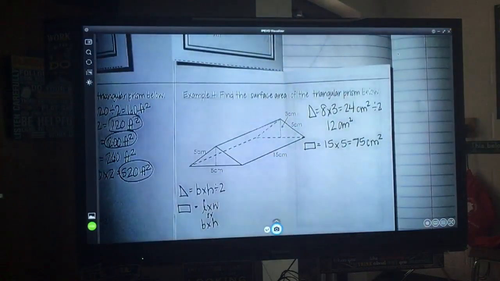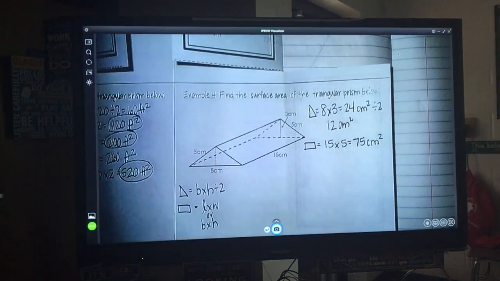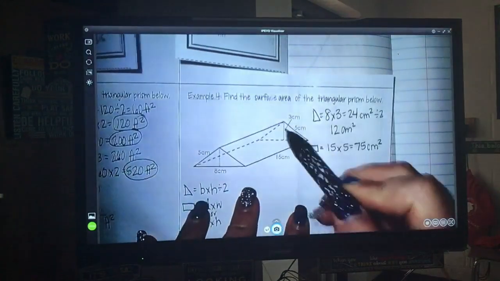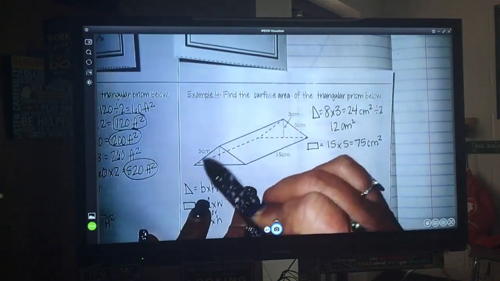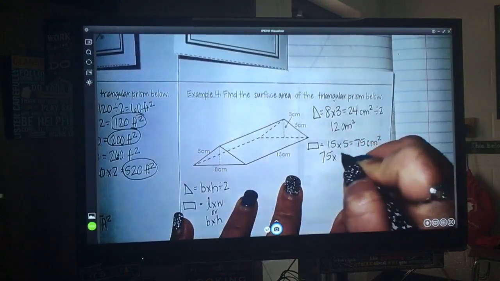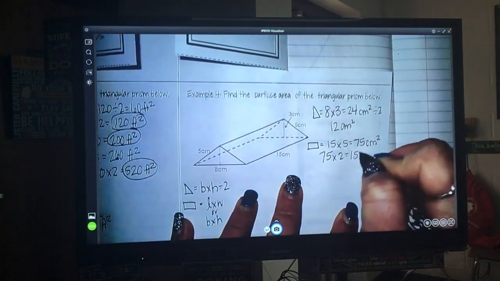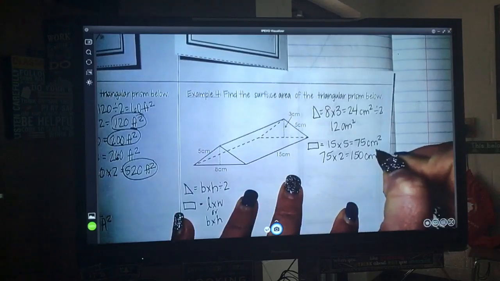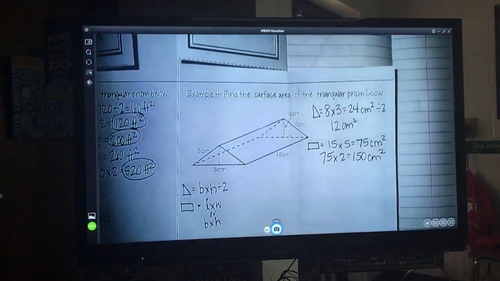Does this front one have one that is similar? Yes. Which one? So if the front one is 75, then this back one is 75, right? So I can multiply that by 2? No, oh wait, no. The 3 is for the height of the triangle.